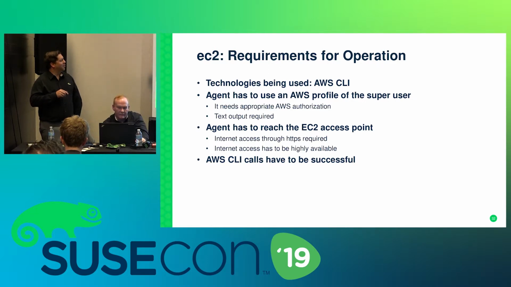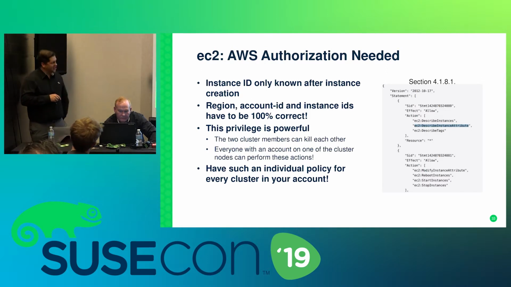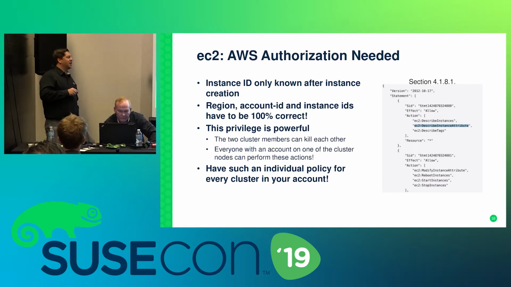Yeah, so it's important, this point is very important, that the agent has to reach the EC2 access point, as it requires internet access through HTTPS, okay? And again, AWS calls have to be successful. There is an AWS authorization that is required. The instance ID needs to be known after creation. Again, the regions, account IDs, and instance names need to be 100% correct. Otherwise, it'll try to look for something that's non-existent.